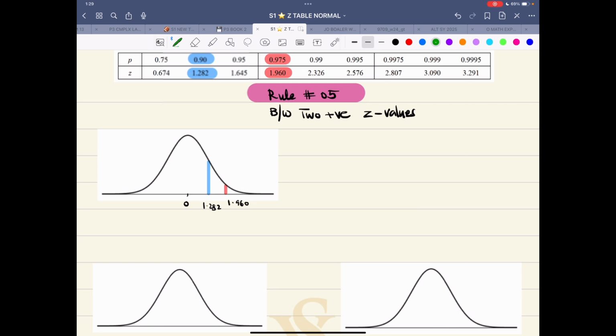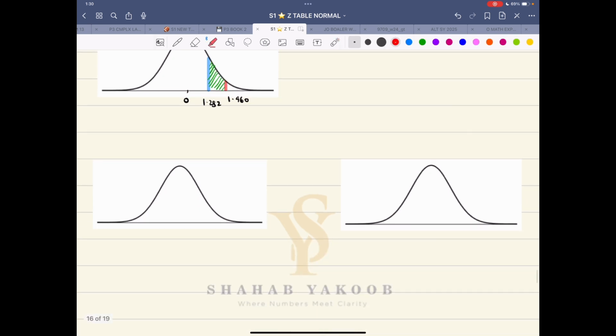And I'm interested in this area between the graph. I'm interested in the probability. Now focus on this thing. Left of the blue value is how much? 90%. Left of the red value is how much? 97.5%. So let me draw it again. First of all, the blue value is over here, and then the red value is more extreme over here. So this is 1.282. This is 1.960.